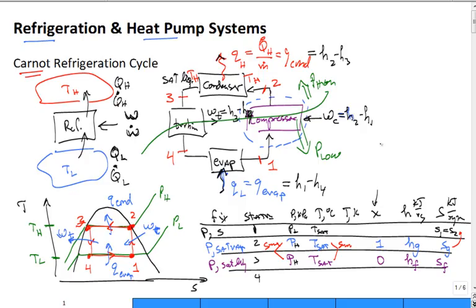So what's the equation for the quality at state 1? How am I going to first get the quality at state 1? S1 minus S of F divided by S of G minus S of F, based on the entropy. Now I have the quality at state 1. How do I get the enthalpy at state 1?